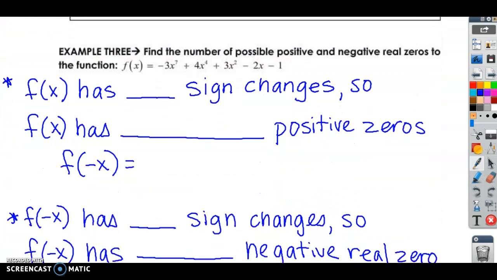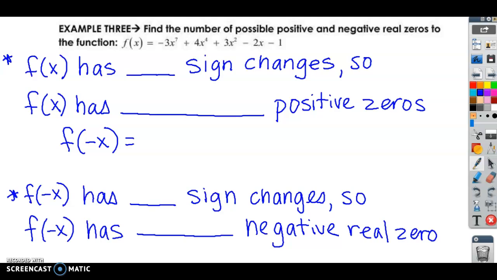So if I've got a polynomial here, in example 3, find the number of possible positive and negative real zeros. All right, so if I go ahead and look at the original terms here, the first term has a negative to a positive. So that is one sign change. The next one, there's no sign change from a positive 4 to a positive 3. But from 3x squared to negative 2x, that's another sign change. So it looks like we have two sign changes. So f of x has two sign changes. So f of x has 2 or 0.